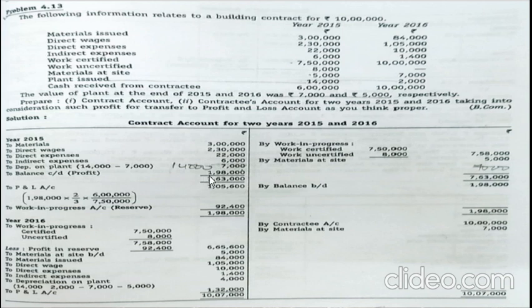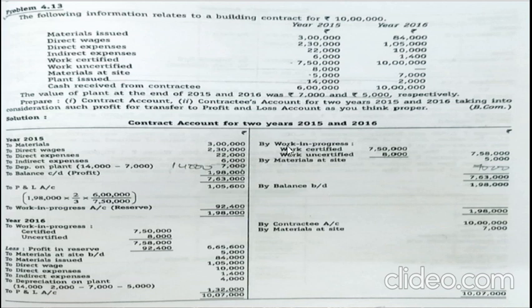So this profit will be brought down. By balance brought down, 1 lakh 98,000. This balance will be divided between your profit and loss account and your reserves. To divide it, first you find the percentage of work completed. The formula is work certified divided by contract price.